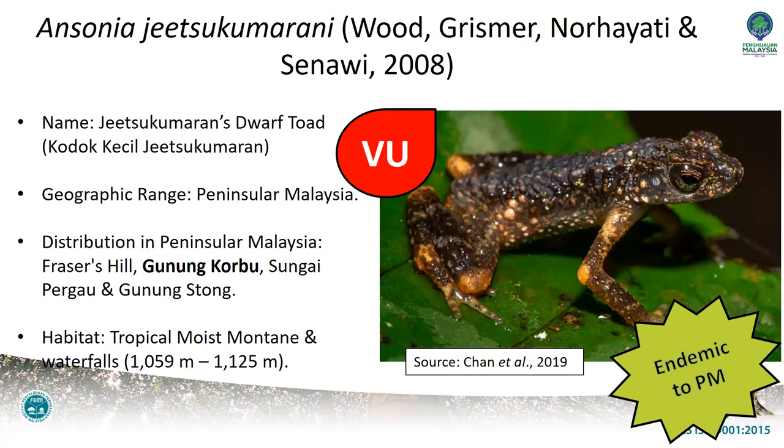Ansonia jitsukumarani, jitsukumaran dwarf toad, kodok kecil jitsukumaran. Geographic range dia hanya ada di peninsula Malaysia sahaja. Distribution in peninsula Malaysia, dia boleh dijumpai di Fraser Hill, Gunung Korbu, Gunung Pergau dan Gunung Stong. Habitat spesies ini adalah tropical moist mountain dan waterfall pada ketinggian 1059 meter hingga 1125 meter.